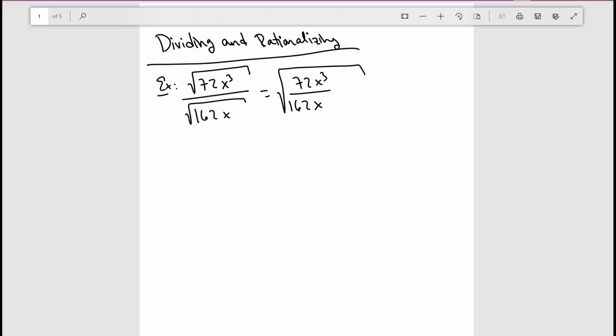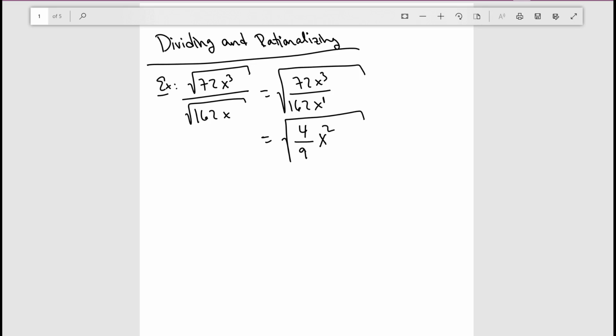One thing that you can do is reduce the 72 and the 162. So 72 divided by 162, and you can use your calculator if you want. That's going to reduce to 4 over 9. Then you have x cubed divided by x. Remember that you can just subtract the exponents, and all you're going to get is x squared.